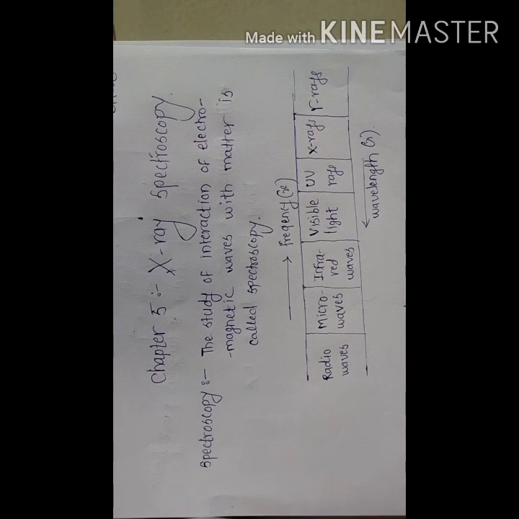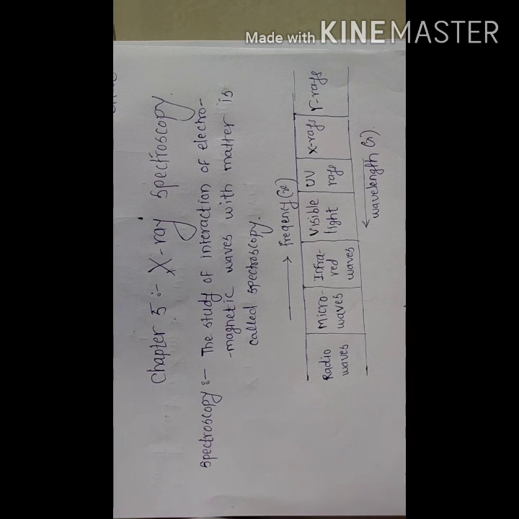Okay, so these spectroscopies are very important in physics as well as chemistry, because all the research depends upon X-ray spectroscopy, Raman spectroscopy. So various spectroscopies are used for the purpose of research. So we will discuss spectroscopy.